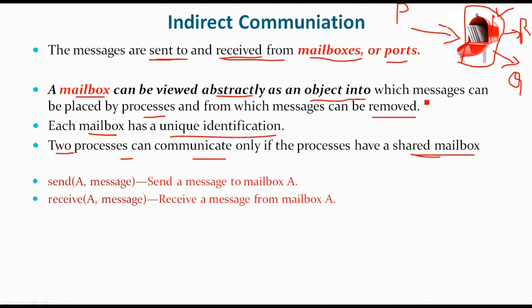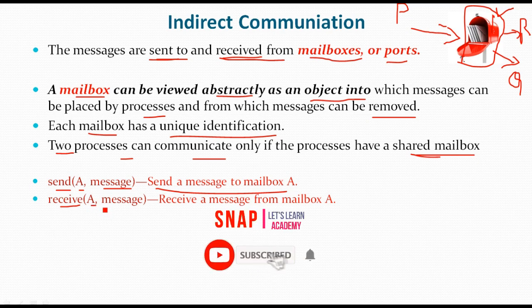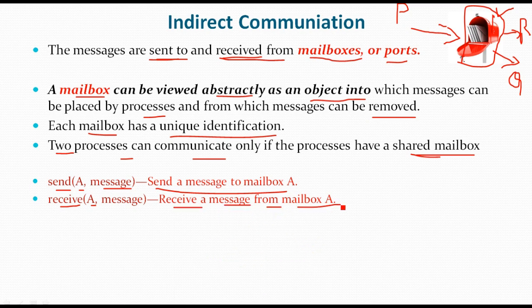Now there is send a message to a mailbox. We have named it as A. So A is a mailbox, and we are sending a message to mailbox A. Similarly, a receive operation can be performed, and in the receive also we have written A comma message, receive a message from mailbox A. This is how we can use indirect communication where the mailbox or the port is used. The port is the end point of the network or the end point of the receiving node.